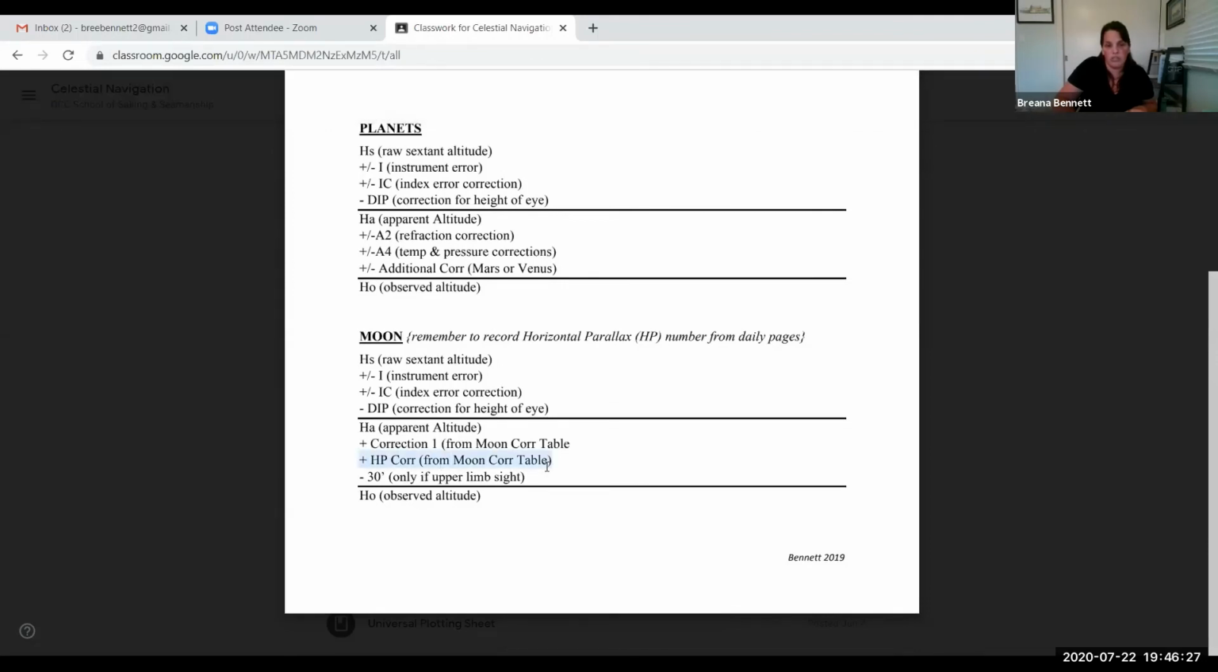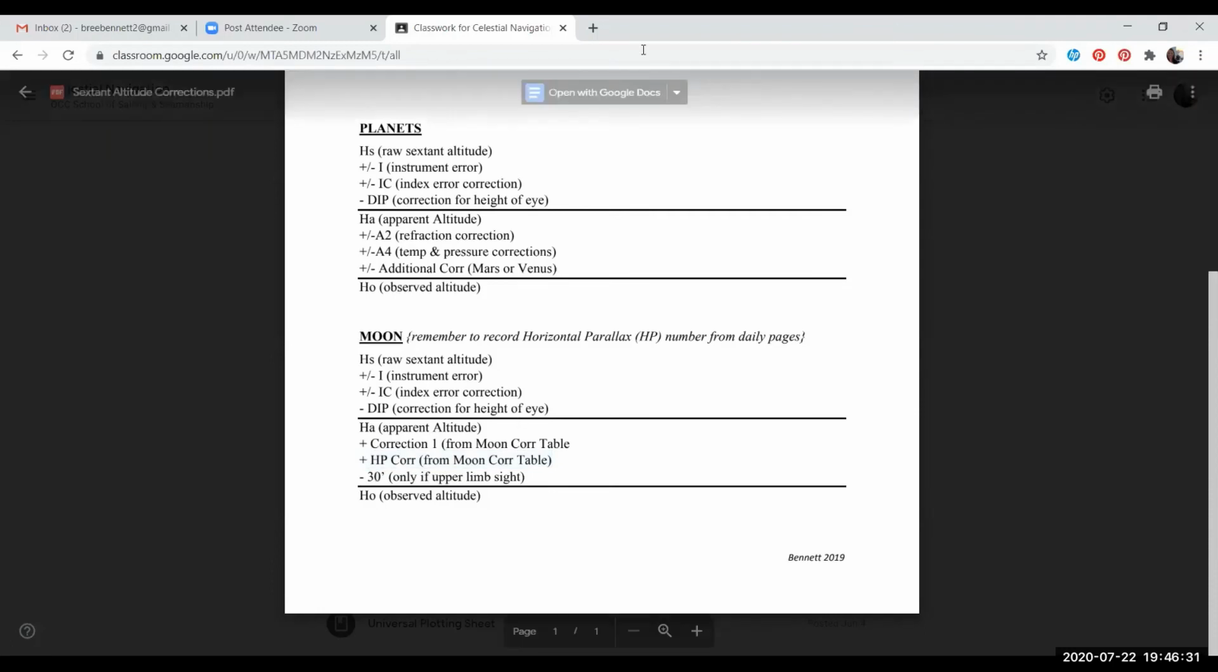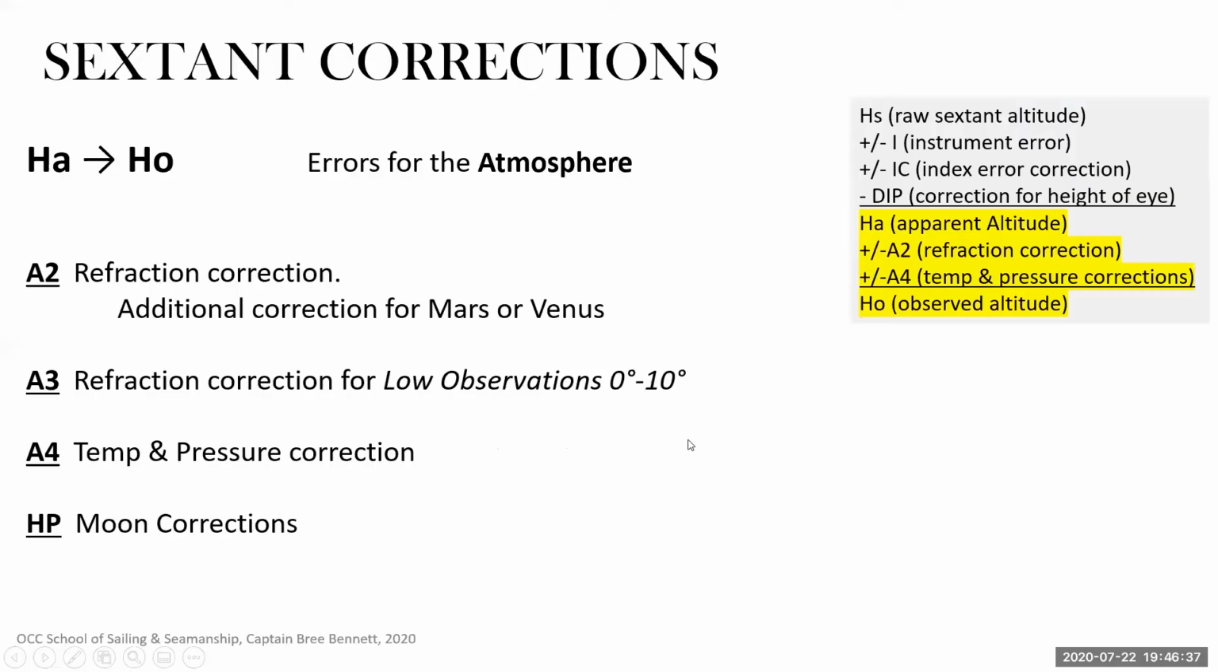Got it. And one other question, Bree. I know dip is applicable to the measurements, no matter whether they're 0 to 10 or 10 to 90. How about the stars and planets? Are the ones in the middle there on A2 applicable to all sights or just the 10 to 90 sights?